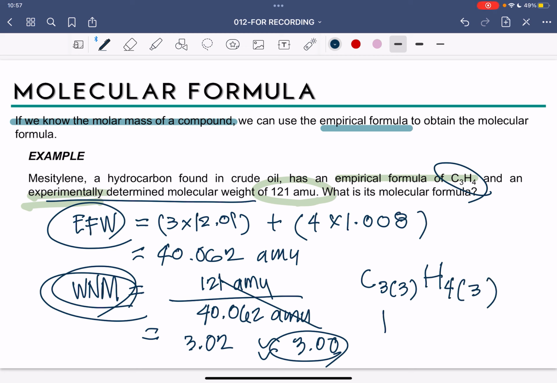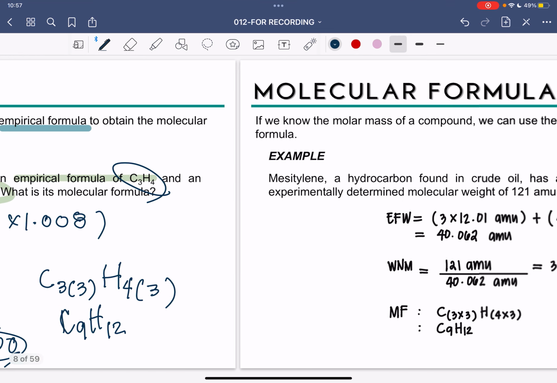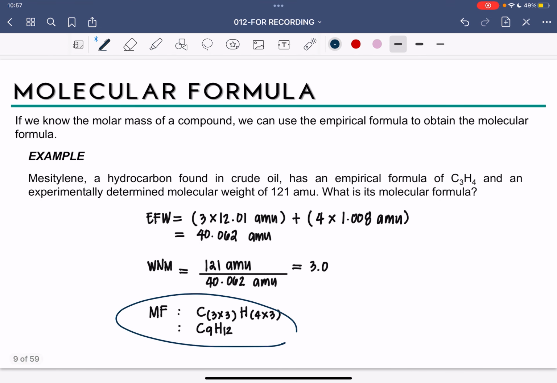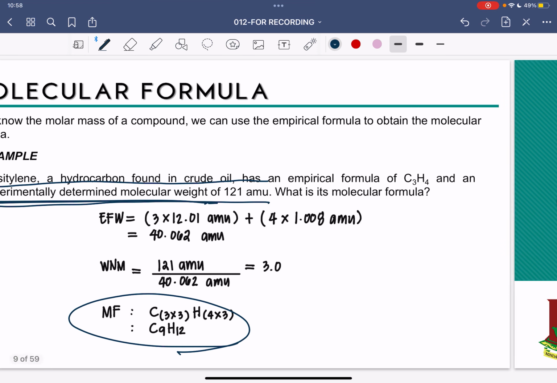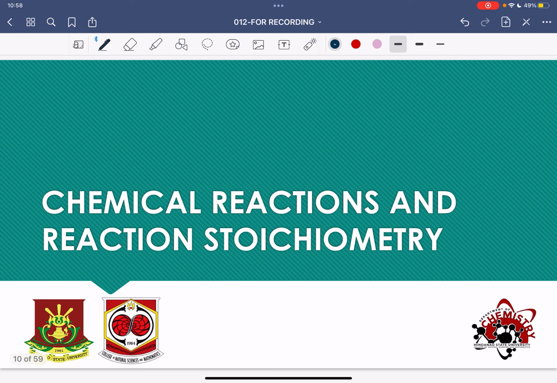So mahimo na din atong compound as C9H12. Okay? Ayan ang answer. So meron na tayo ang steps para makuha nato ang molecular formula from empirical formula. Ang kailangan lang is experimentally determined molecular weight, which is most usually given naman. Okay, so let's stop the video here. I'll see you in the next video.